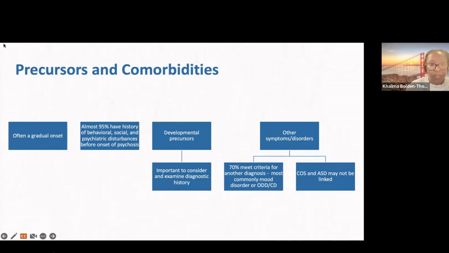Most individuals with psychosis spectrum disorders have some sort of history of behavioral, social, and psychiatric disturbances before the onset of psychosis. Developmental precursors are important to consider and examine in their diagnostic history. So as I said, Elaine Walker at Emory has pioneered a ton of good work on some of what we call these early soft signs of psychosis. Motor disturbances, gait imbalance. When we see the self-stimming behaviors, so flapping, rocking, those things tend not to be associated with psychosis spectrum disorders. And so when we see those in the presence of these other issues, that's when you're like, yeah, that's autism.